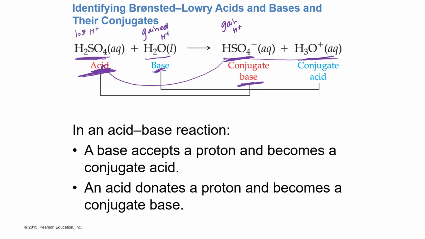So in an acid-base reaction, a base accepts a proton and becomes a conjugate acid, and an acid donates a proton and becomes a conjugate base. So after the loss of the H+, it becomes a conjugate base, and here the base, after it gains the H+, becomes the conjugate acid.